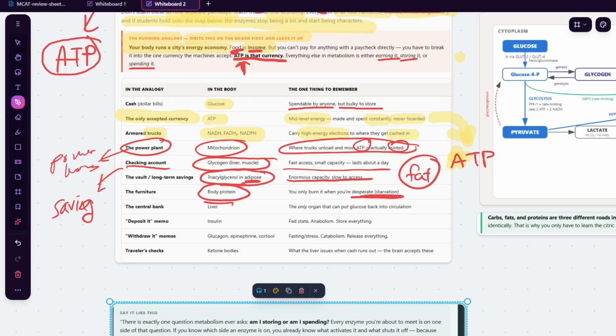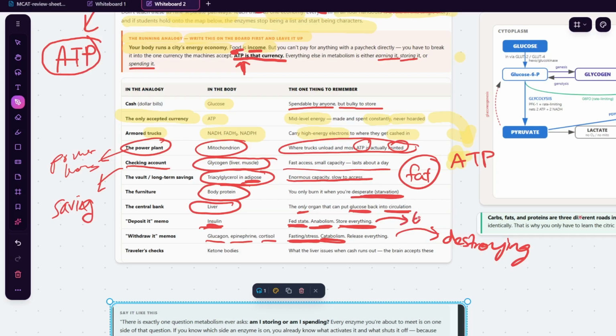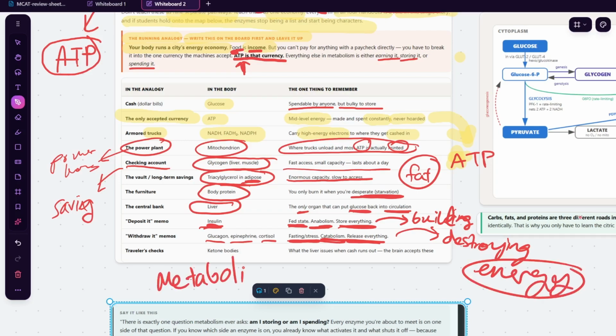You also have your liver. Your liver is the only organ that can put glucose back into circulation. Insulin is the fed state, anabolism, where you start to store everything. Then when you have glucagon, epinephrine, and cortisol, you have a fasting, stressful state, catabolism. Catabolism is destroying, and anabolism is building. So you're storing and building in one, and releasing in the other. Think of all of this as energy. Metabolism has to do with energy. That's the main part.